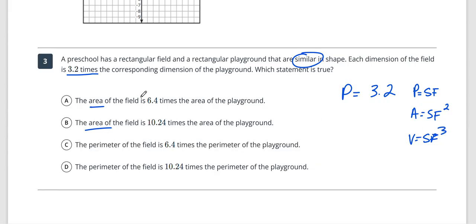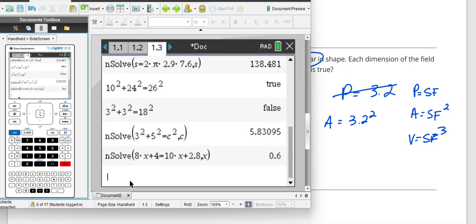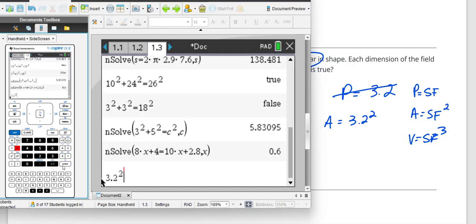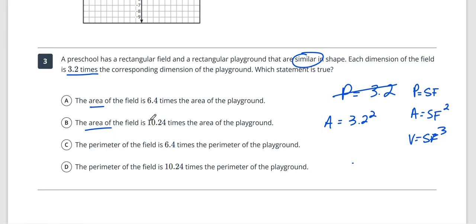All right. So let's come out here. Area. We're going to go with the area, which would be 3.2 squared. So let's come out here and type in the calculator. What's 3.2 squared? 10.24. Oh, there it is. This one says area. The area, yes, that's my answer. Perimeter, no, because it would be 3.2, guys. This is out, out. That's how easy that one is.